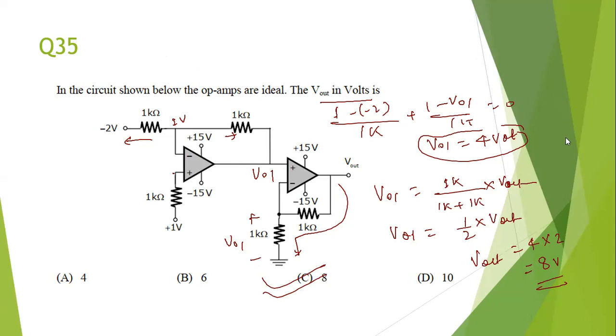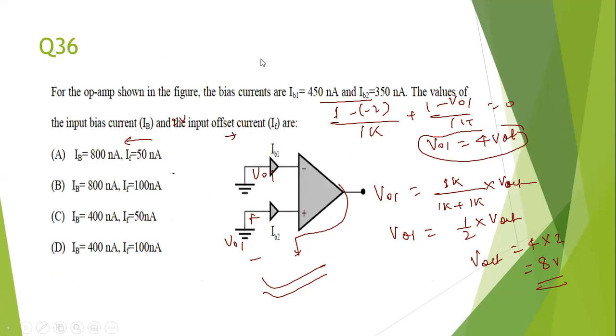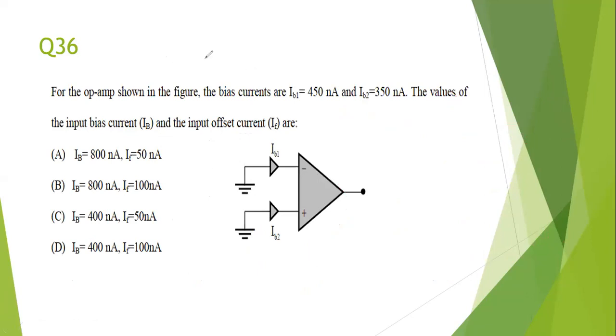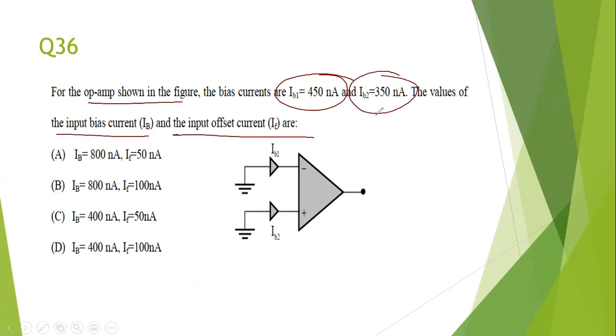Now come to the next question. Next is question number 36. For the op-amp shown in the figure, bias currents are given as IB1 and IB2. Find the value of the input bias current and input offset current. So what is the input bias current? This is (IB1 plus IB2) divided by 2, the average value of the input currents, called the input bias current. So this is (450 plus 350) divided by 2, which is equal to 400 nanoampere. So the answer is 400 nanoampere.